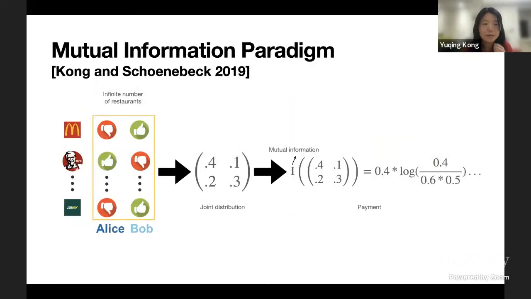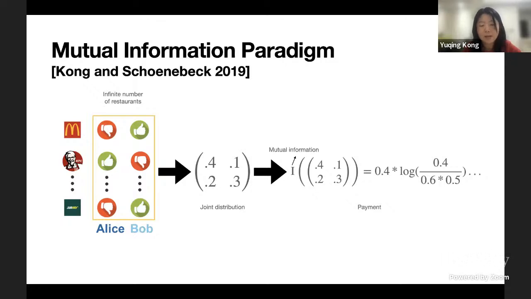So let me introduce one paradigm from my previous work with my collaborator. We think their ratings for the restaurants are IID samples. So we think there is an infinite number of restaurants, so basically an infinite number of IID samples for some joint random variables. And then we can estimate the joint distribution perfectly. This joint distribution represents, for a random restaurant, the probability they both like it, the probability they both dislike it, or one likes and one dislikes, something like that.